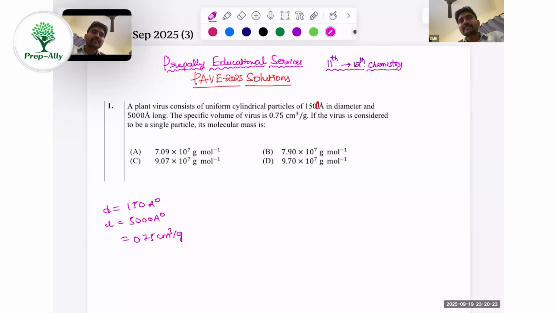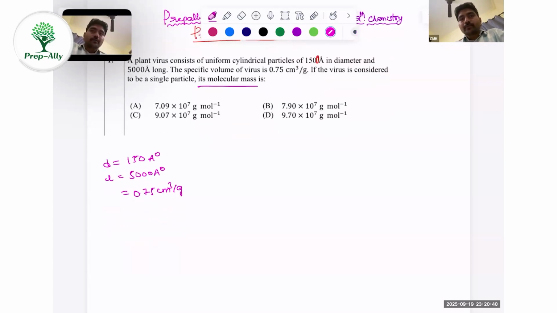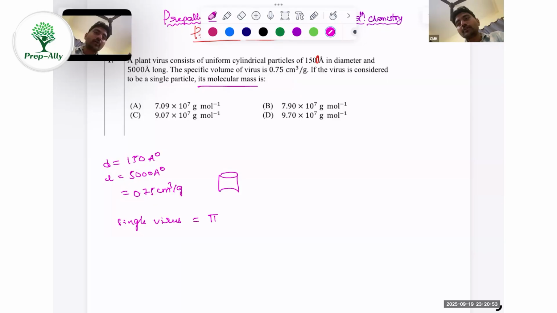If the virus is considered to be a single particle, its molecular mass is? So here we are taking the virus as a single particle and we need to find the molecular mass. So the molecular mass of the virus, a living being, we are going to find. So the volume of a single virus, since it is in cylindrical shape, what is the cylindrical shape volume?